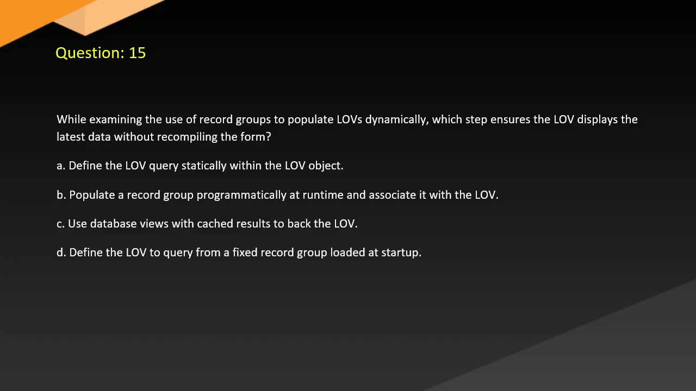Question 15. While examining the use of record groups to populate LOVs dynamically, which step ensures the LOV displays the latest data without recompiling the form? A. Define the LOV query statically within the LOV object. B. Populate a record group programmatically at runtime and associate it with the LOV. C. Use database views with cached results to back the LOV. D. Define the LOV to query from a fixed record group loaded at startup.